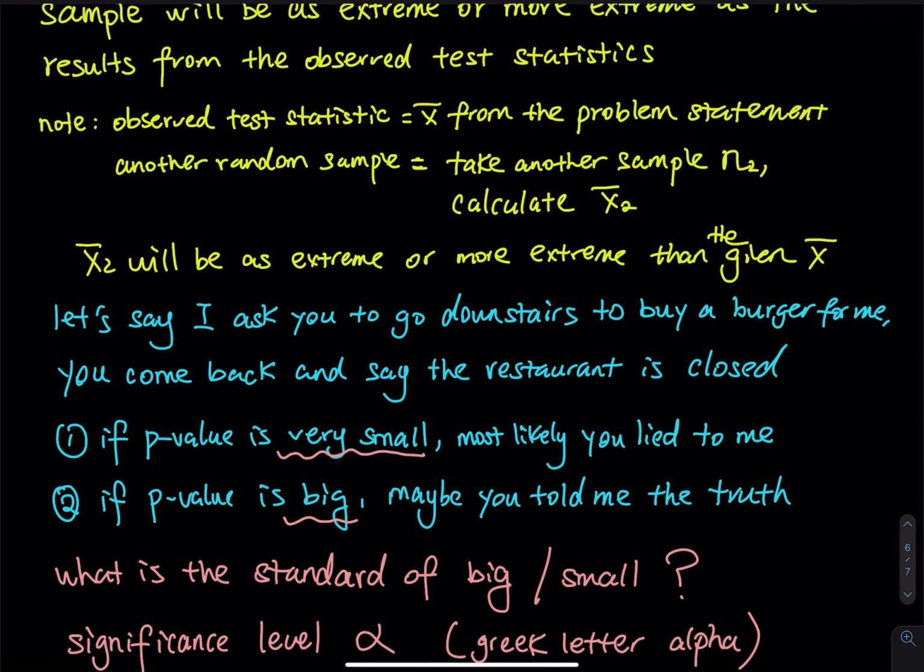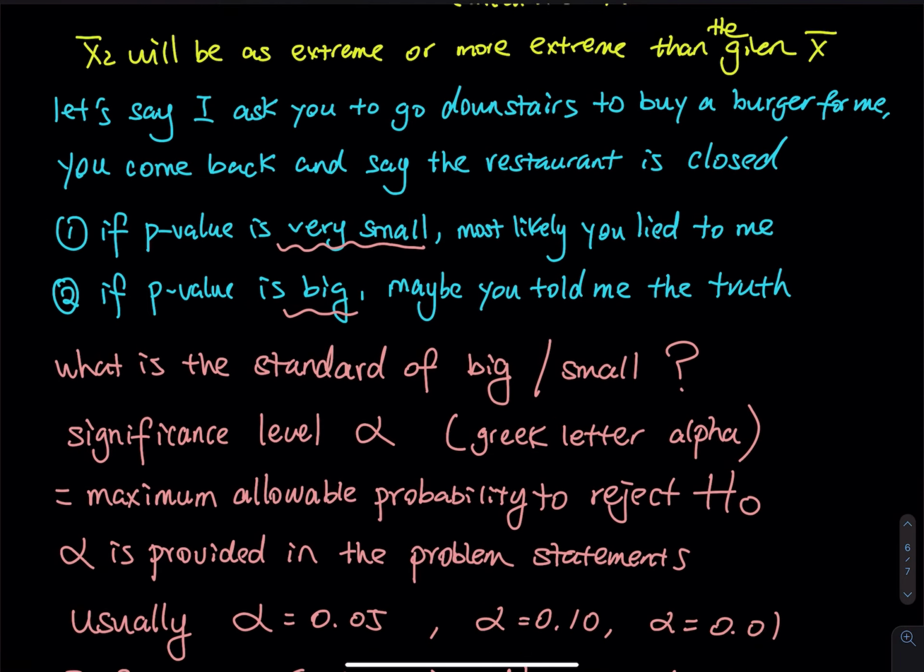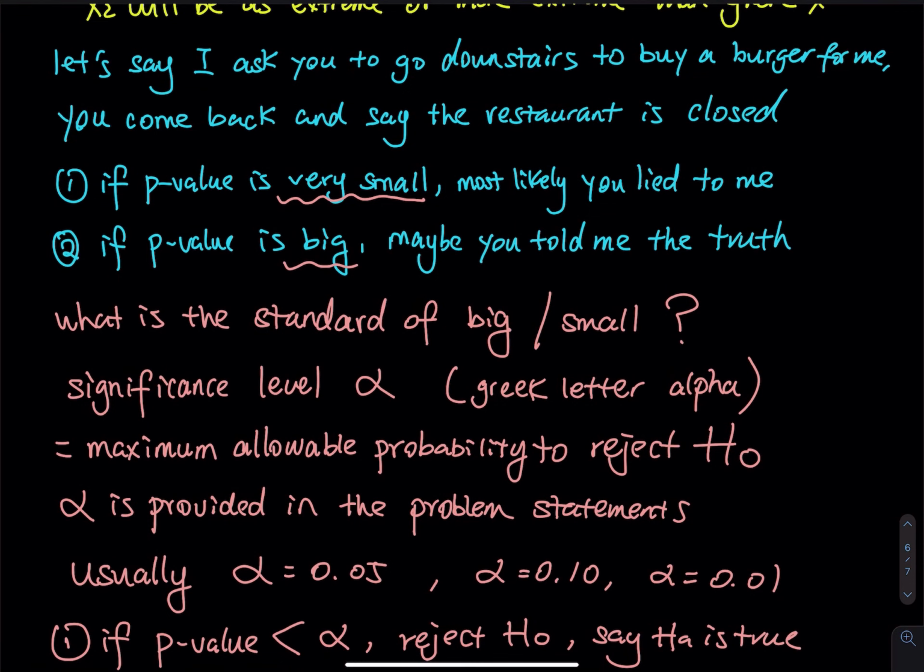Now, I said very small and big. Well, how small is small? How big is big? When you determine how big or how small, you will have to use the significance level alpha. So what is the standard of big and small? Then we have to define significance level alpha. The alpha looks like an X. The alpha is a Greek letter, means A, alpha. What is significance level? Significance level is the maximum allowable probability to reject the null hypothesis. And usually alpha is provided in the problem statement. They will tell you what alpha is. Most likely alpha is 0.05, 0.10, or 0.01.